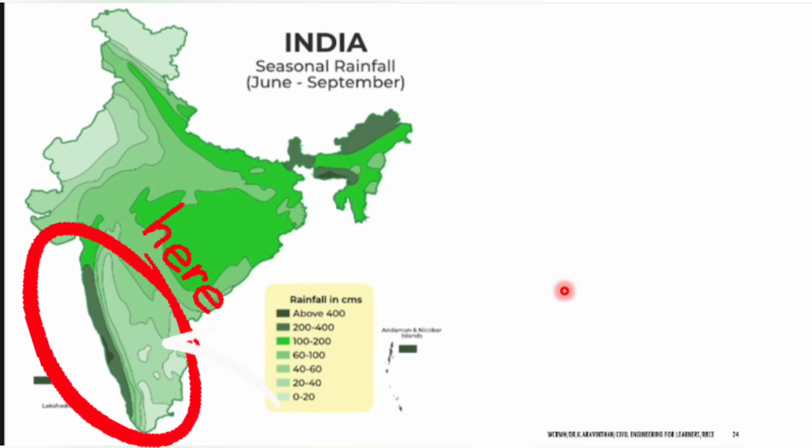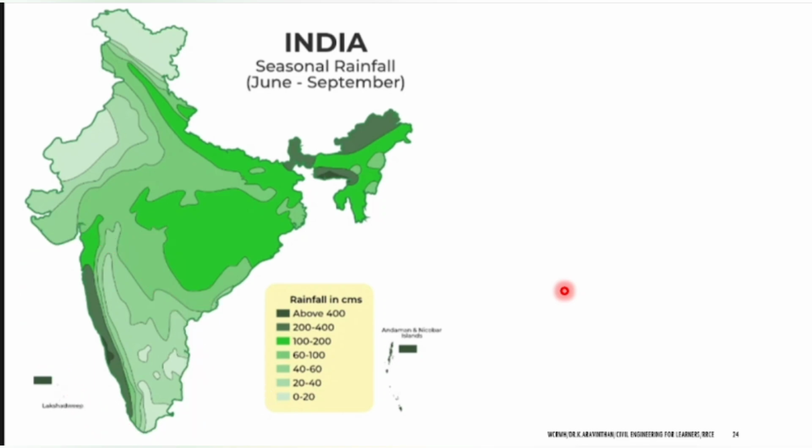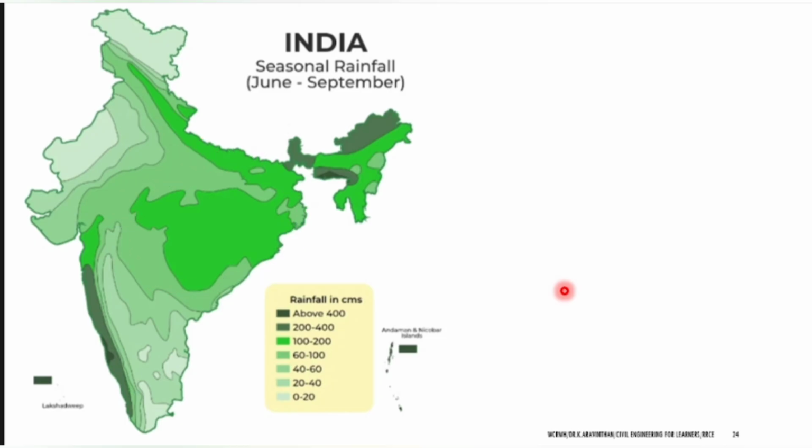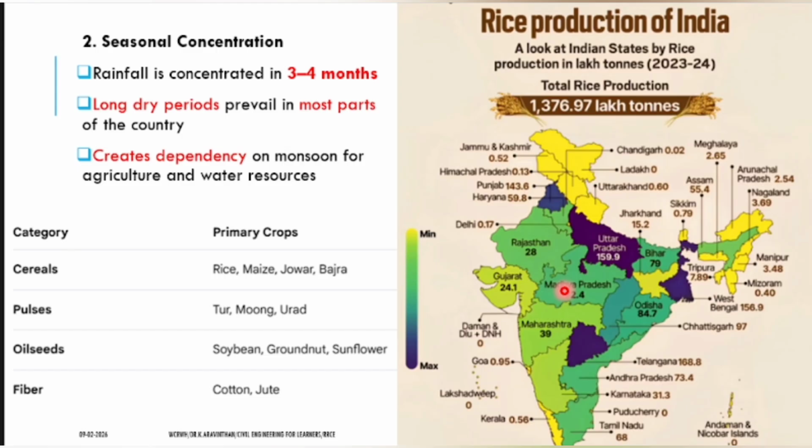You see in these Eastern Ghats, you have high intensity of rainfall, more than 400 centimeters. You see here, nearing Madhya Pradesh, these places are very high, isn't it? 200 to 400. You can see there is a proportion: wherever you have a high amount of rainfall, there you see rice.